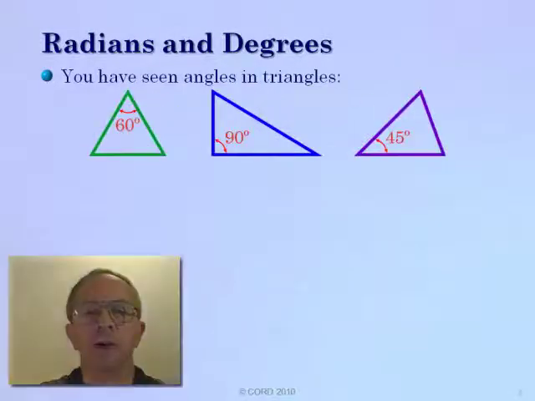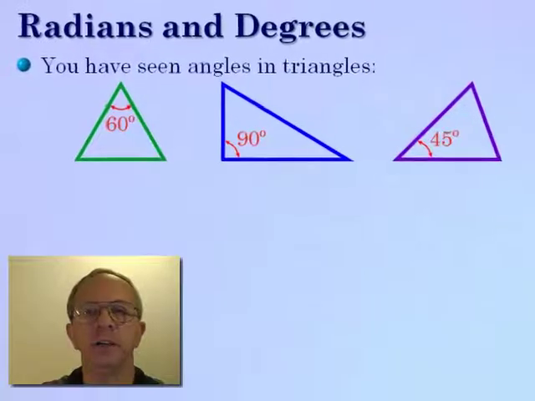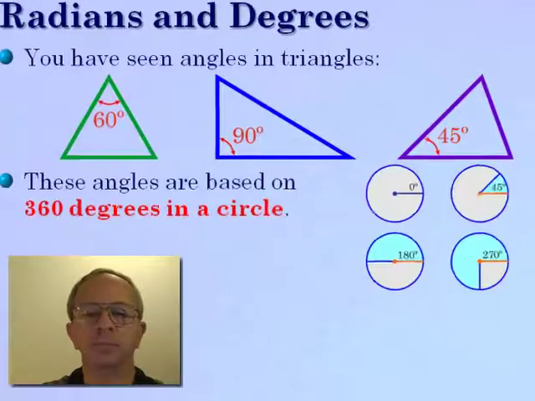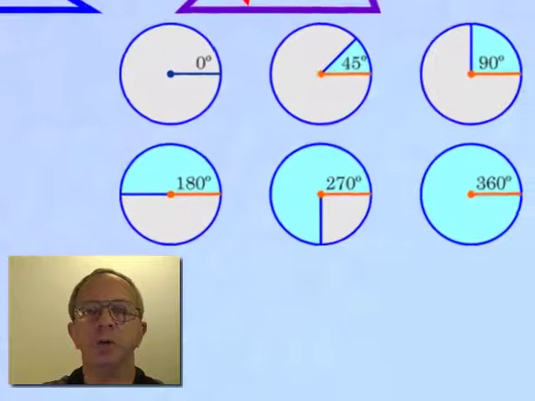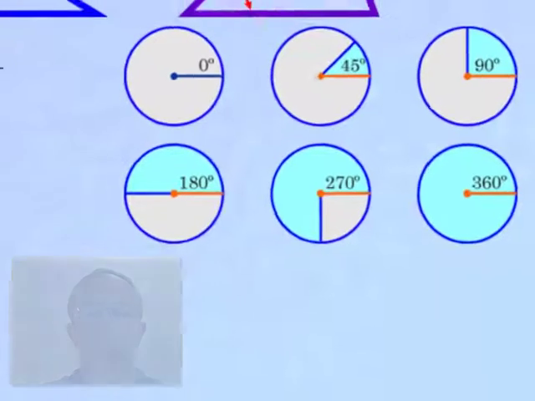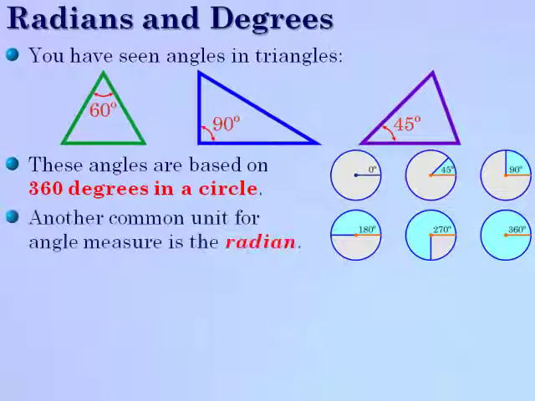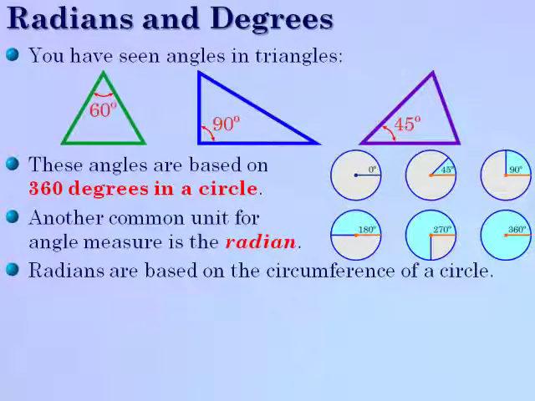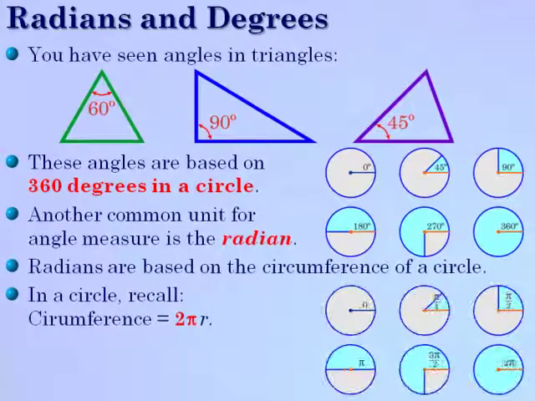Well, you've seen angles in triangles before, like 60, 90, and 45 degree measures. These are all based on 360 degrees in a circle. Another common unit for angle measure is the radian, and that's based on the circumference of a circle. You remember what the formula for the circumference of a circle is? It's pi d, or 2 pi r.